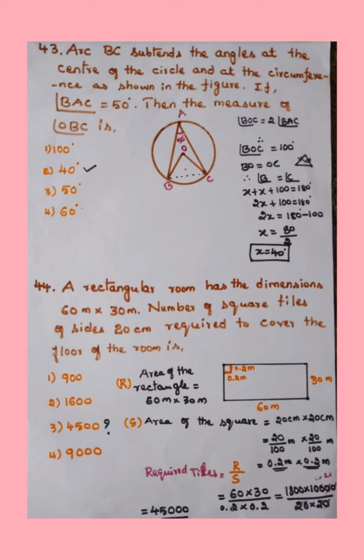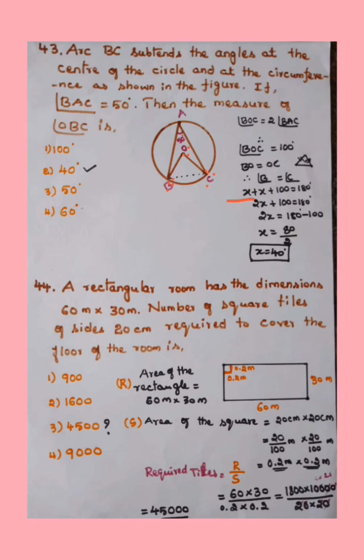BOC is equal to 100, and since OB is equal to OC, that is the radius of the same circle, these two sides BO and OC are equal. Hence the angles opposite to these sides, angle B and angle C, also will be equal. If you consider angle B as x, angle C is also x, that is OBC, and we should not say plainly B and C. OBC and OCB are equal to x and x.